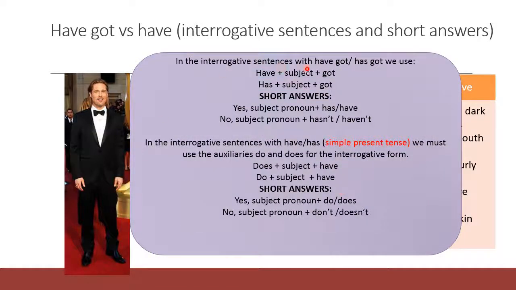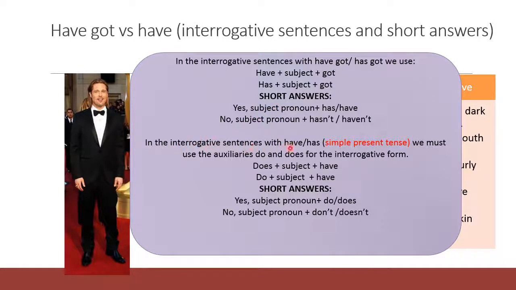In the interrogative sentences with have got, has got, we use have plus subject plus got, or has plus subject plus got. In short answers, we need to use yes, subject pronoun, plus have or has, and no plus subject pronoun plus hasn't or haven't. It depends. When it's negative, we start the answer with no, and if it is affirmative, we start the answer with yes.